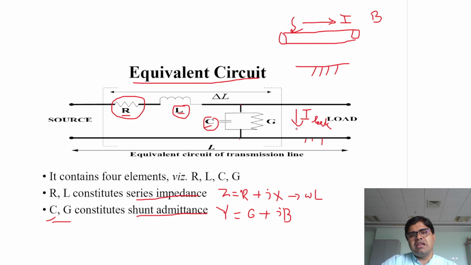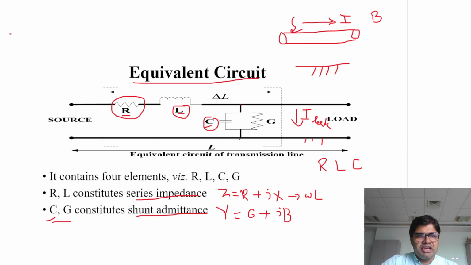Now, as this leakage current is very small, it affects nothing, so it is always neglected. So R, L, C are the three elements considered for the transmission line. G is not considered because this leakage current is so small that its effect is negligible. So R and L constitute the series element and C constitutes the shunt element.